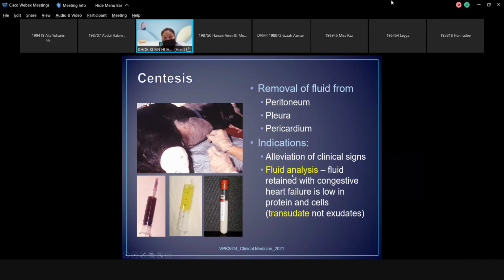Have you all learned about fluid analysis? Dengan Dr. Hazilawati? Dah ke?